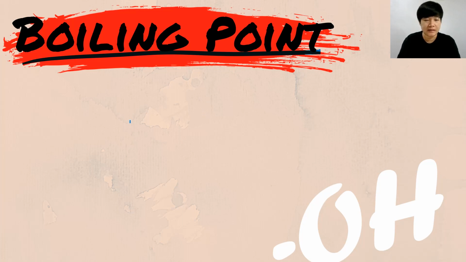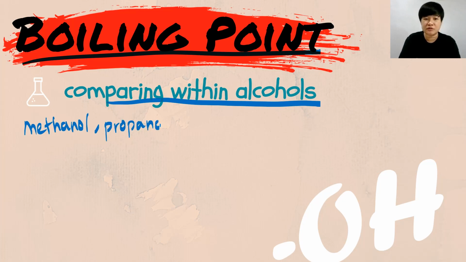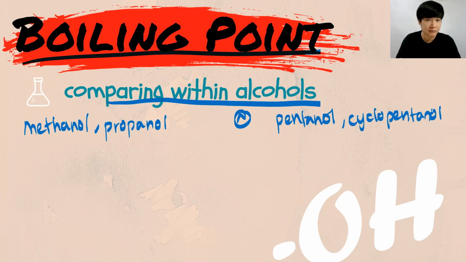The first one is comparing within alcohol. What is meant by comparing within alcohol is you can compare your methanol and also propanol, and we will see which one has a higher boiling point. Or you can compare your pentanol with cyclopentanol, and we will see which one has a higher boiling point and also why. We will also look at the factors affecting the boiling point.